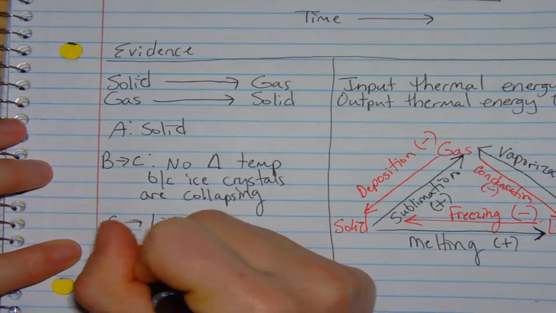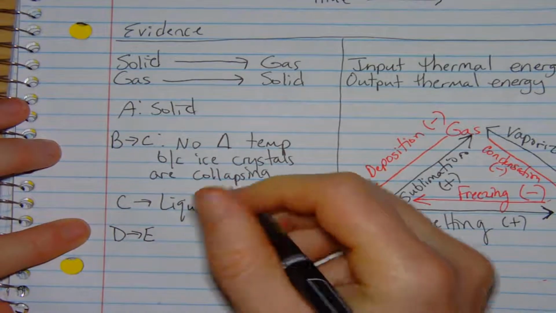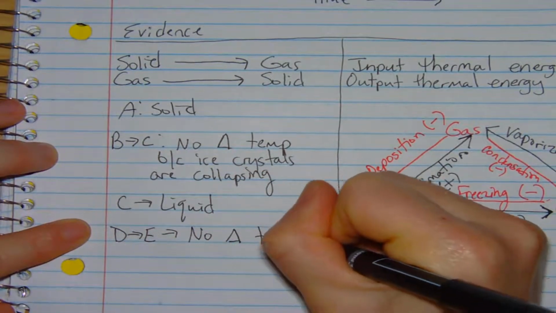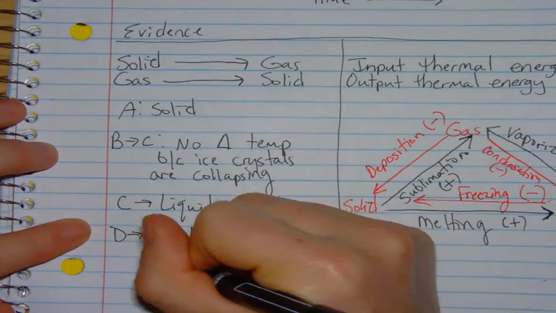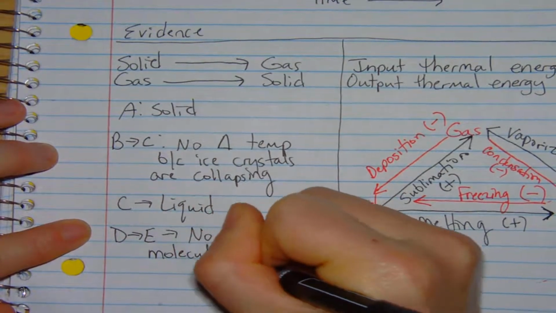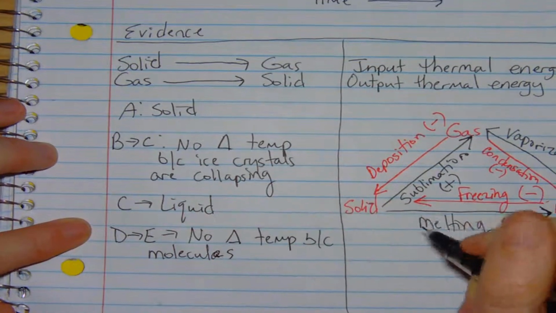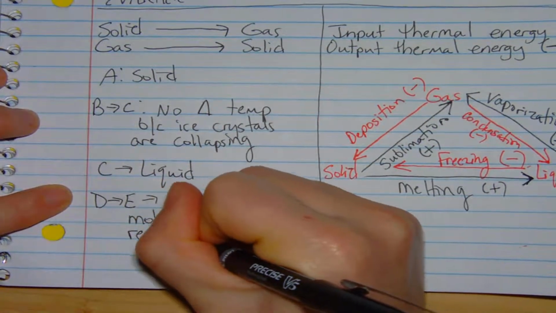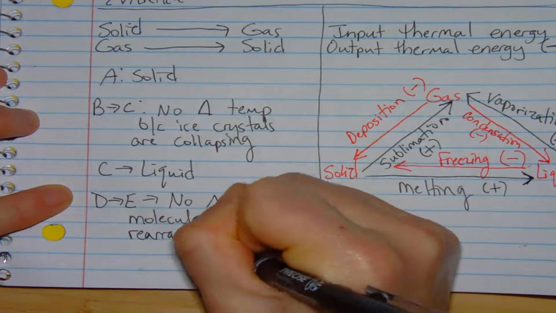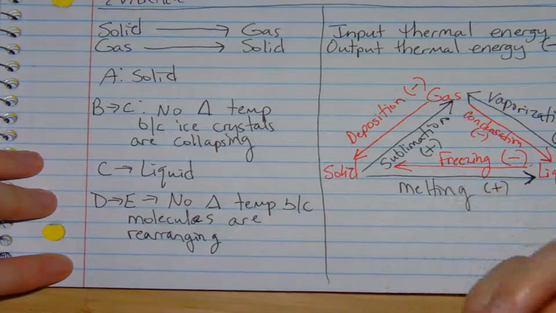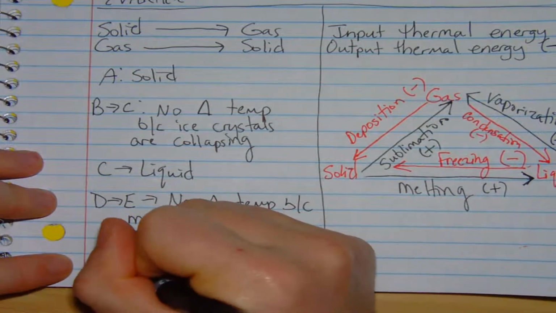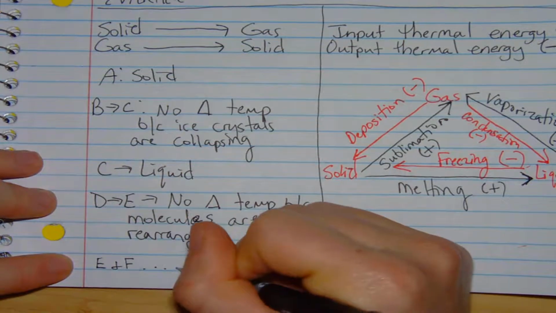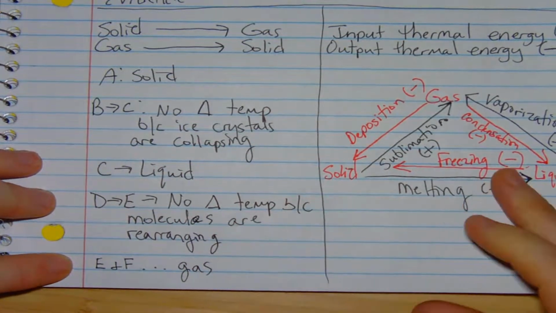And then we know from D to E, same thing. We see no change in temp, this time because molecules are starting to rearrange. Because molecules are rearranging, they're getting ready to vaporize. And then we could say really from E and F and then beyond, it is a gas.